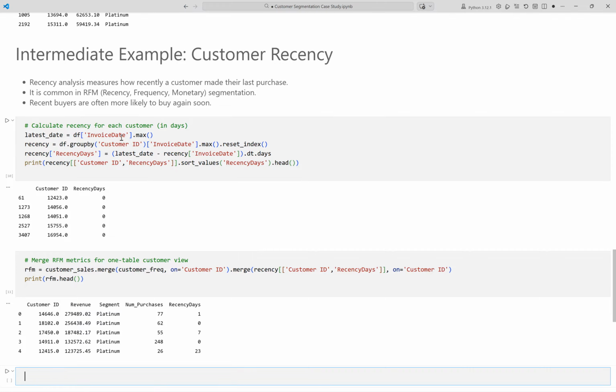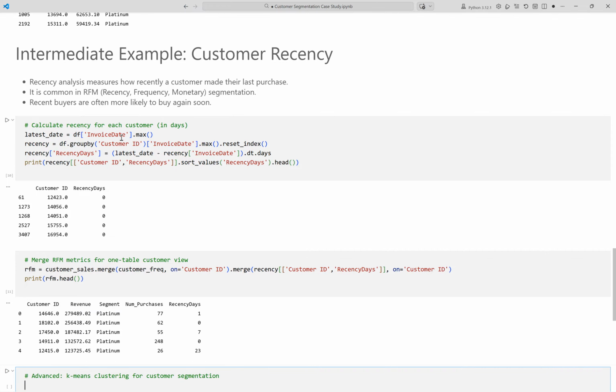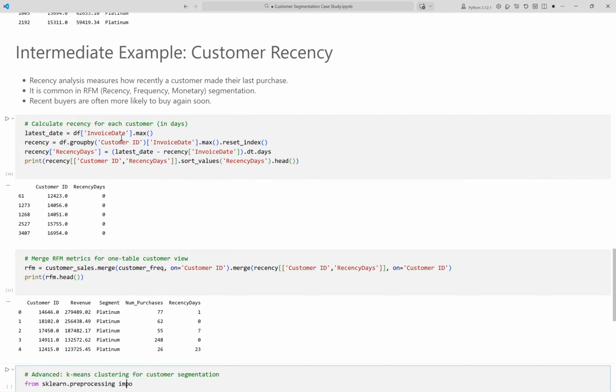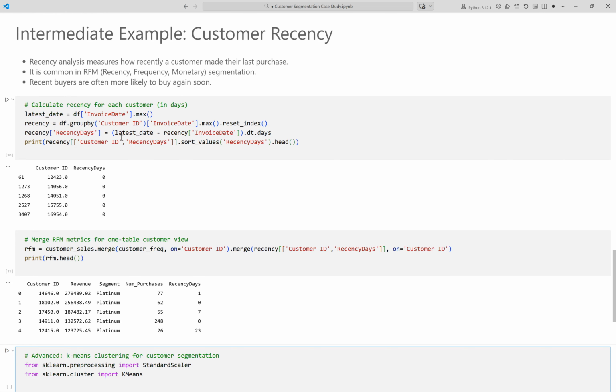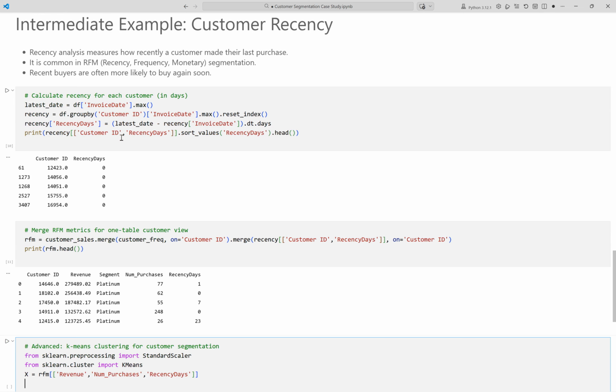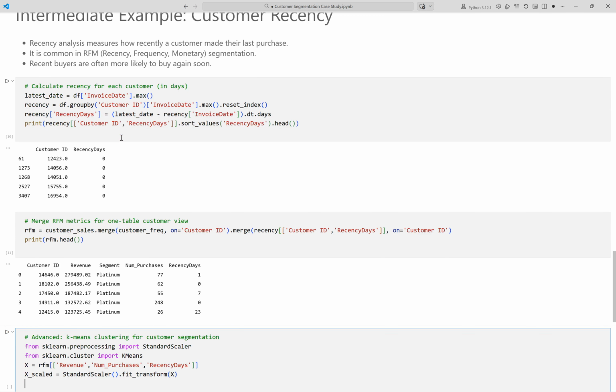For advanced segmentation, machine learning clustering can reveal hidden groups of customers. We standardize the RFM features so different scales do not bias the model. We select k-means clustering to segment customers into 4 behavioral clusters. We train the clustering algorithm on revenue, purchase count, and recency. We assign each customer to a cluster and print the results for a sample.